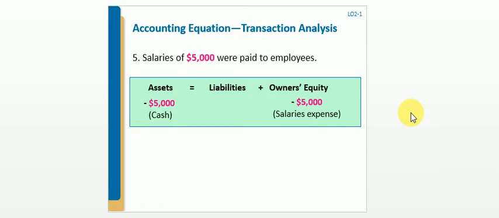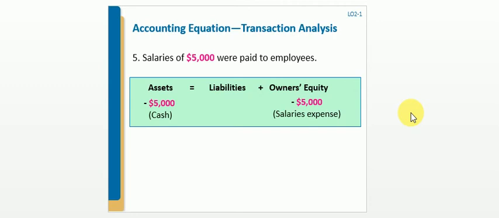Accounting equation transaction 5. Salaries of $5,000 were paid to employees. This is a very simple case of cash payment, because your asset side will be reduced by the sum of money you actually pay in terms of salary, and it will also reduce your owner's equity, because your salaries expense will be deducted from the owner's equity.